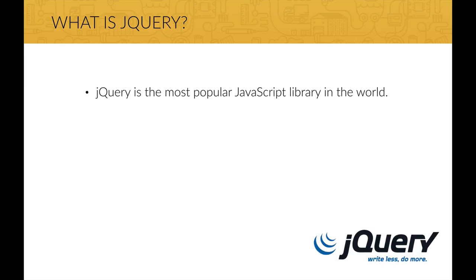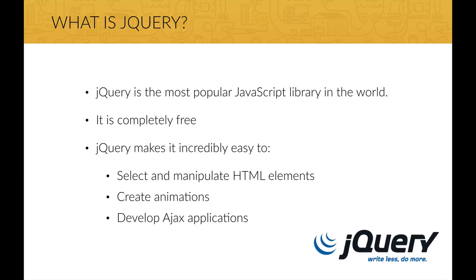So, what is jQuery? jQuery is by far the most popular JavaScript library in the world. It is completely free and open source software. And jQuery makes it incredibly easy to select and manipulate HTML elements, create animations, or even develop AJAX applications.